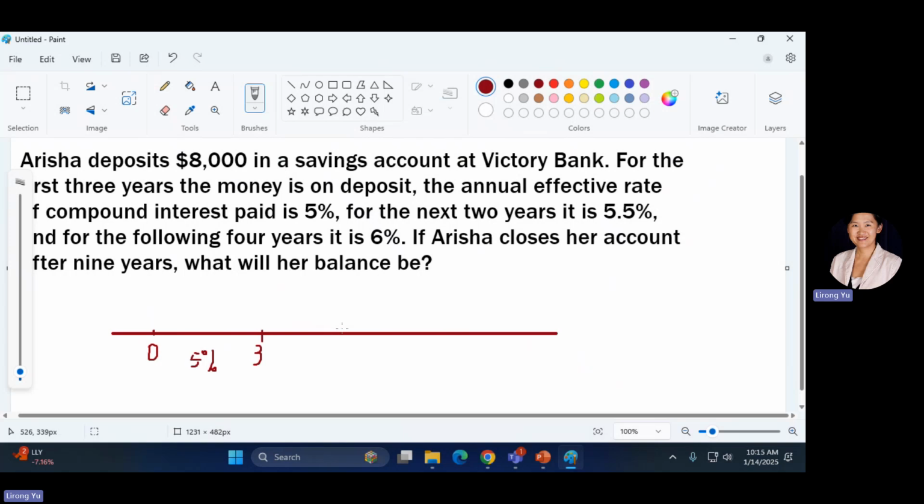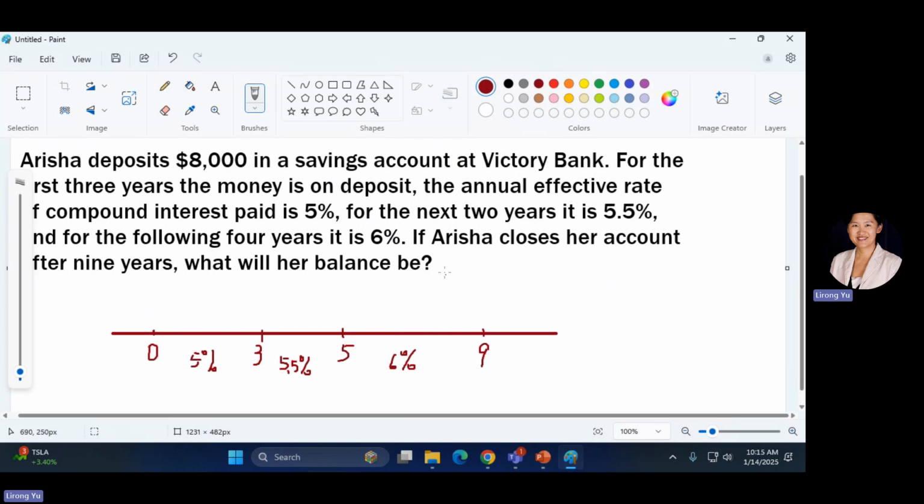The next 2 years, so 3 to 5, between these 2 years, the interest rate is 5.5%. And then the following 4 years is 6%. So 4 years, so that would be time 9. At time 9, between 5 and 9, the interest rate is 6%. So that drawn timeline clarifies the numerical information and allows you to study it in a better way. But there's no cash flow.